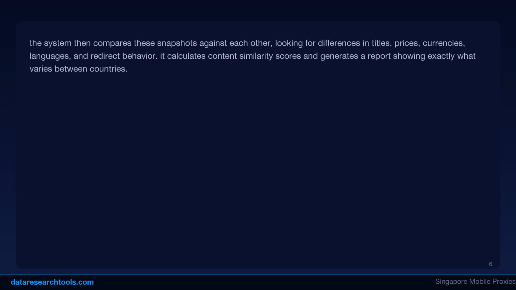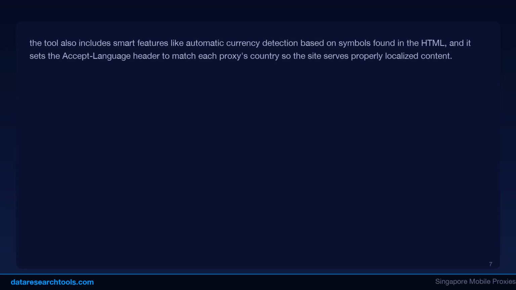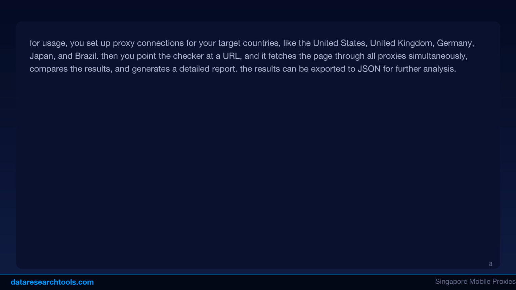For content comparison, once you've fetched the same page from multiple locations, you need to identify the differences. Common approaches include price extraction, where you pull pricing elements and compare across regions. Content diffing, where you compare the HTML or text content to find variations. Availability checking, where you verify whether products or content exist in each market. And redirect tracking, where you check if certain URLs redirect differently based on location.